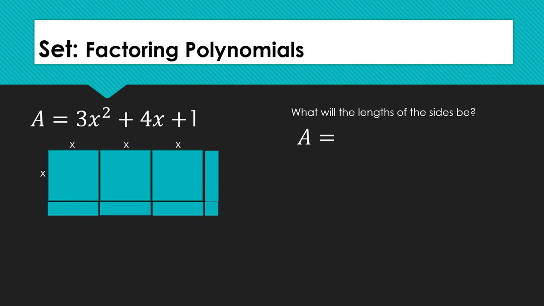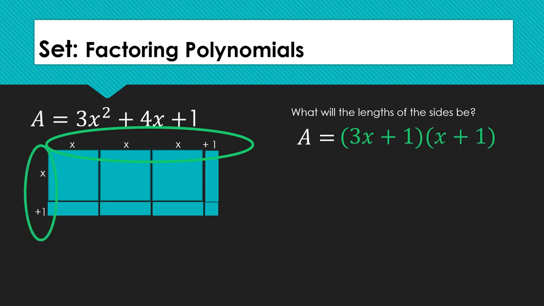If we place three of the four rectangles along the bottom and the last one along the right, we can fill in the bottom right-hand corner with the small square. Now our model has the dimensions 3x plus 1 and x plus 1. We can multiply the first term of the first factor, 3x, by the second term of the second factor, 1, to get 3x.